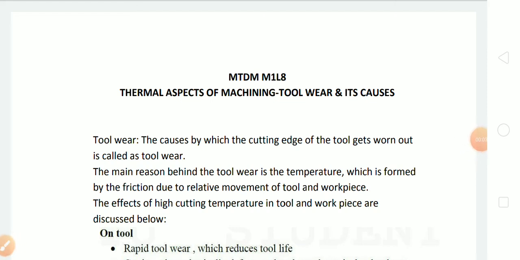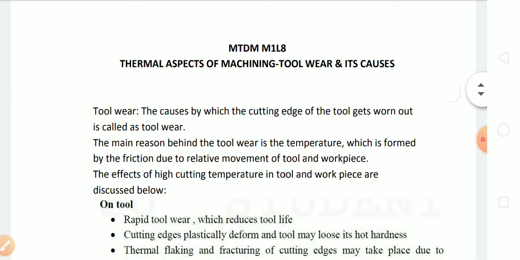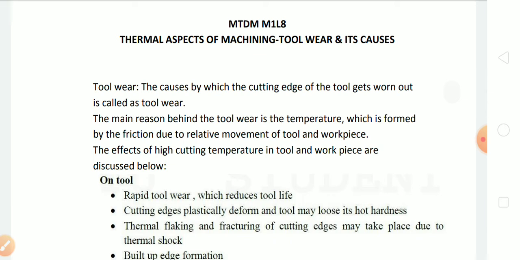Today we will discuss the thermal aspects of machining. That means the tool wear caused due to high temperature. So first of all, I will explain what tool wear is. Tool wear is the process by which the cutting edge of the tool gets worn out. There are so many causes when the cutting edge becomes blunt, that means the opposite of sharp. So that is the main explanation of tool wear.